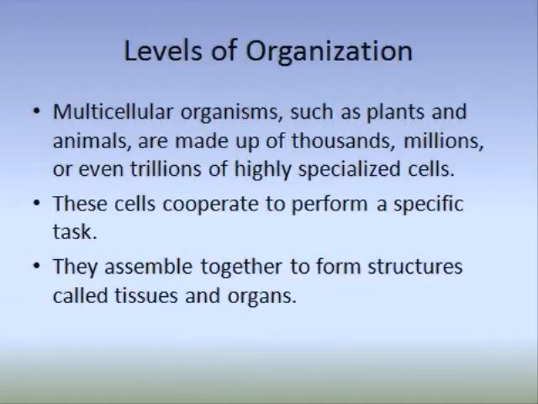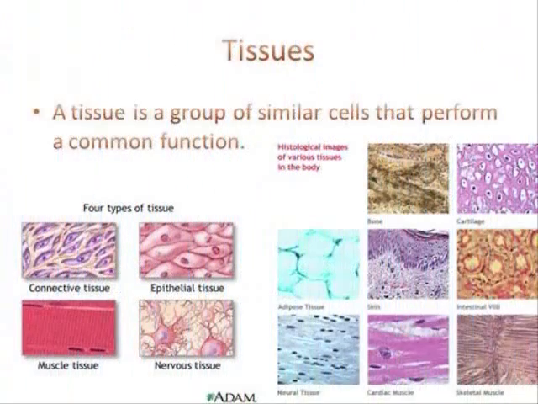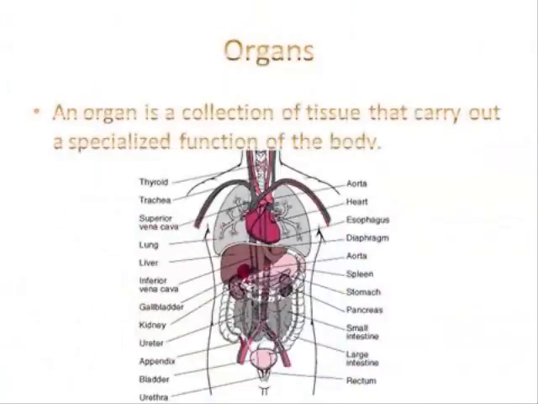Levels of organization. Multicellular organisms such as plants and animals are made up of thousands, millions, or even trillions of highly specialized cells. These cells cooperate to perform a specific task. Tissues. A tissue is a group of similar cells that perform a common function.